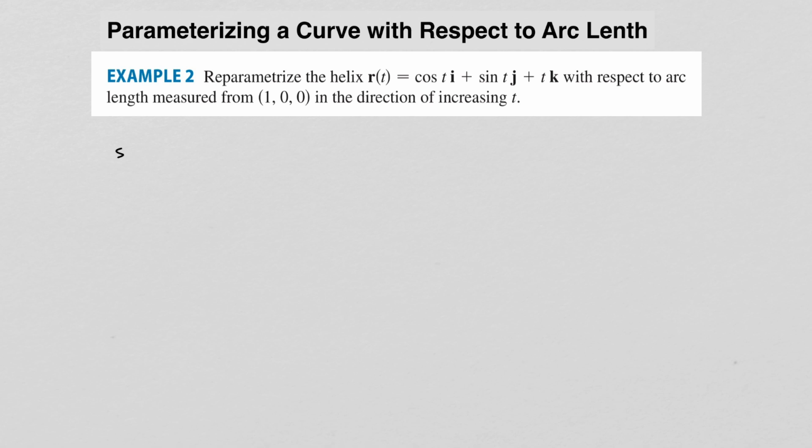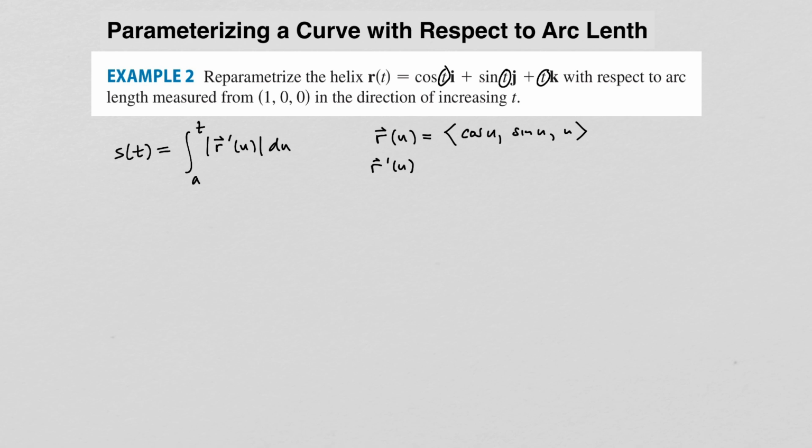So first, let's recall that s of t is equal to the integral from a to t of the magnitude of the derivative of the vector r of u du. Now let's recall here that r of u is simply a change of variable, so we're just going to replace the t's here with u's. So if I do that, I get cosine of u, sine of u, and u. Now r prime of u is simply negative sine of u, cosine of u, and 1.